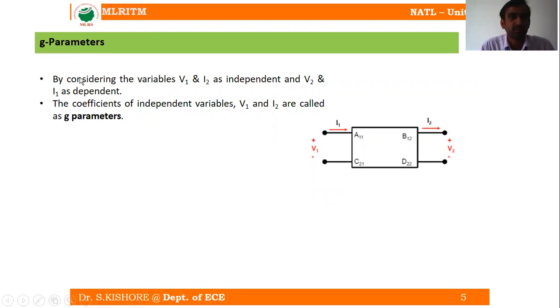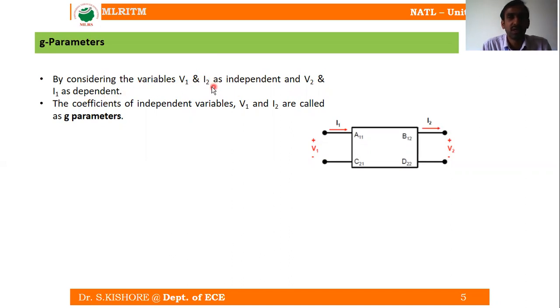For obtaining the G parameters, previously we considered V2 and I1 as independent in the H parameter model. In obtaining the H parameters, we considered V2 and I1 as the independent variables and V1 and I2 as the dependent variables. But as the G parameters are also known as the inverse hybrid, inverse means we are now considering the dependent variables as independent and the independent variables as dependent.